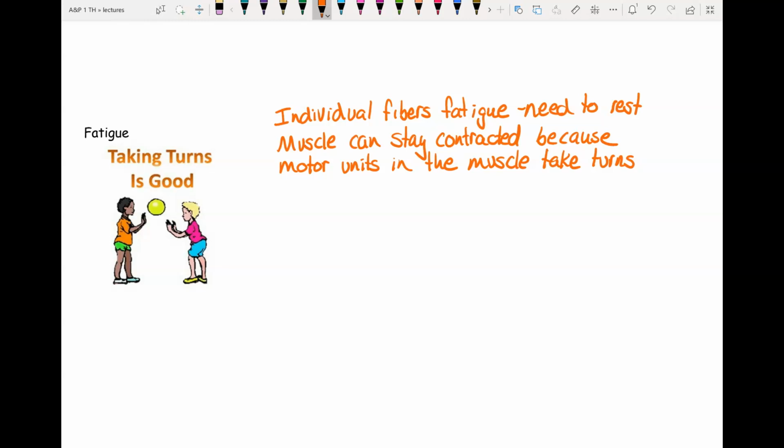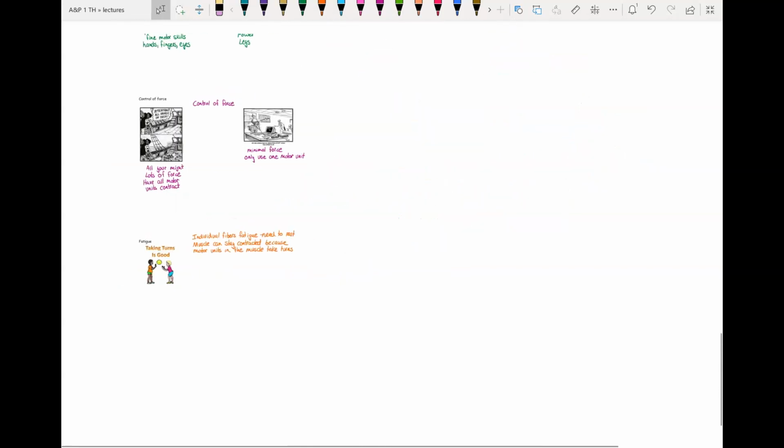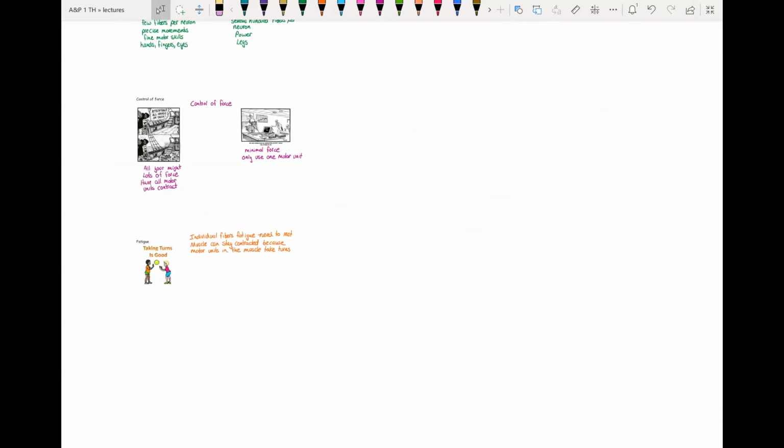This is especially true in your back. That's where your posture muscles are. They have to work all day long. And the way they keep you upright all day long is the motor units within those muscles take turns. So there is everything you need to know about motor units.